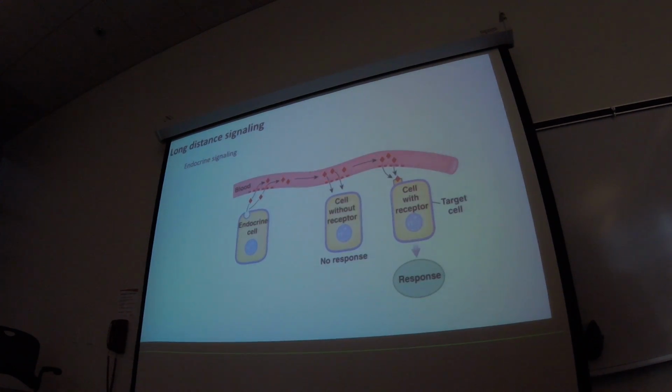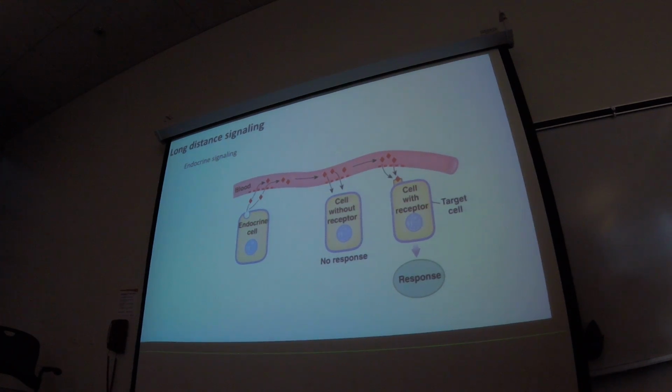Alright, then we have long distance signaling. This is when the signal has to go a distance that's much farther than diffusion can do practically. Diffusion can only really happen on the millimeter, maybe even centimeter scale, but if you want to go any further than that, you have to do some long distance signaling.